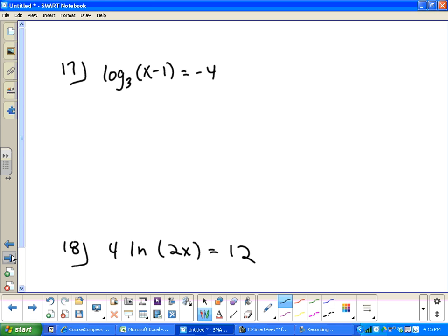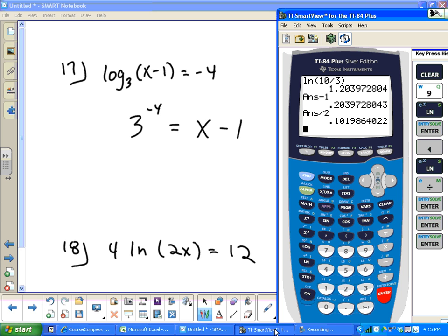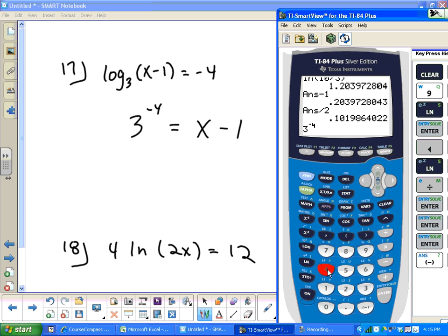So the exponential form is going to say this number raised to this power is equal to this value. So we'd have 3 to the negative 4th power equals x minus 1. Now, 3 to the negative 4th power here would really be 1 over 81, I think. But really and truly, all we need to do is just use the calculator for this. So my calculator, I'm going to punch in just 3 raised to, and now the negative 4th power. And so that's about 0.01.